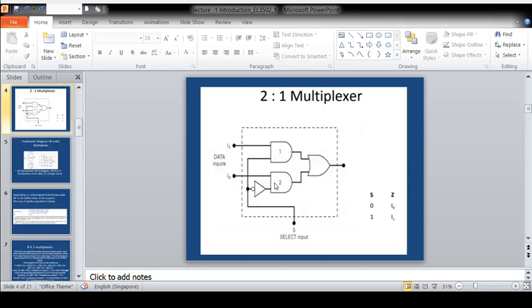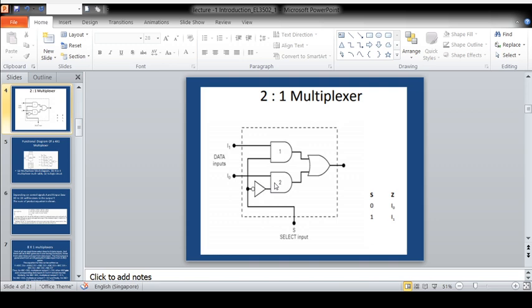We'll start with a basic circuit, the 2 to 1 multiplexer. That means 1 control signal will be there, 2 input signals will be there, and 1 output signal. How can this circuit be prepared? You can see this in slide number 3 or 4. In this slide, there is a truth table as well as a schematic circuit diagram.